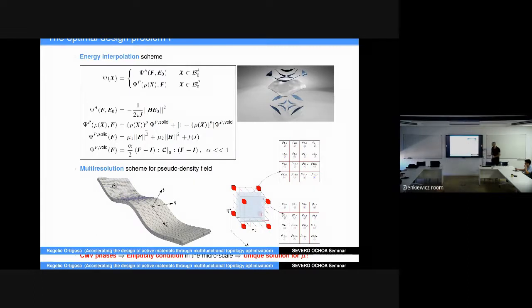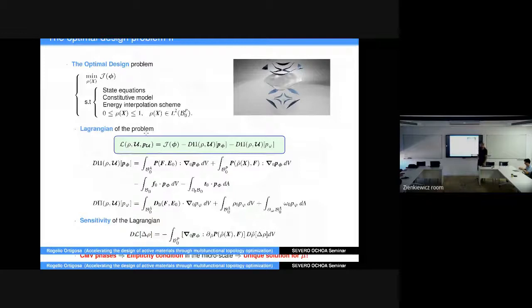Just an add-on is that we did multi-resolution as well in this paper, which means that we don't consider a constant value of density per element. Actually, we subdivide in order to get a higher resolution of the density field in an element, which seems to be something easy, but it took us some time. Anyway, so how do you formulate this problem?